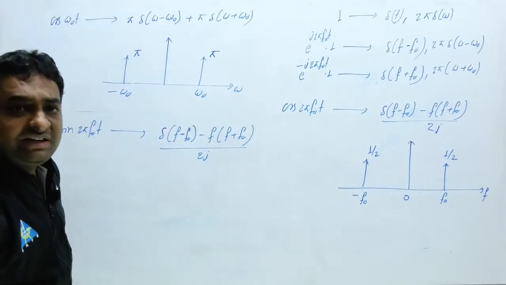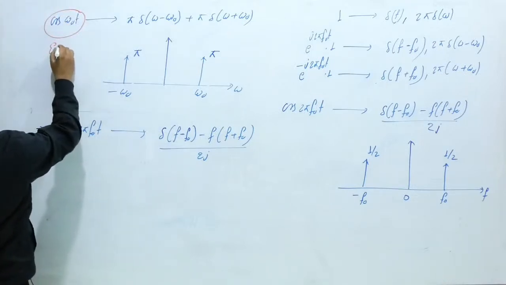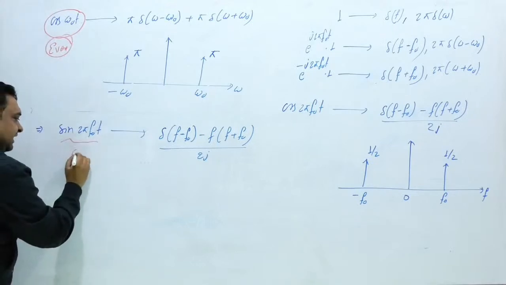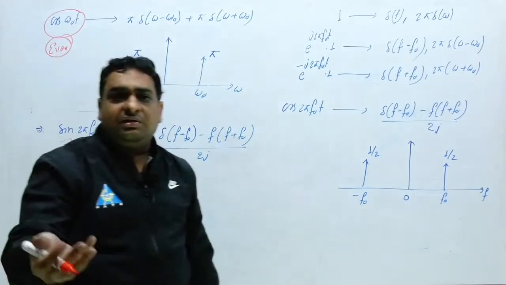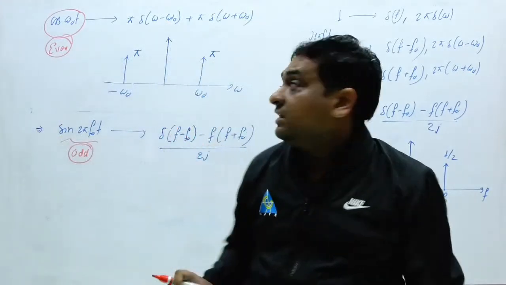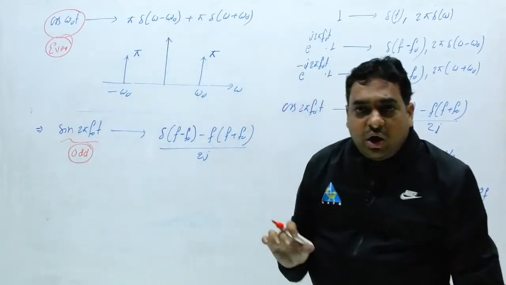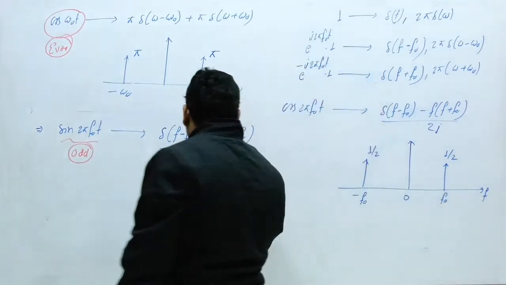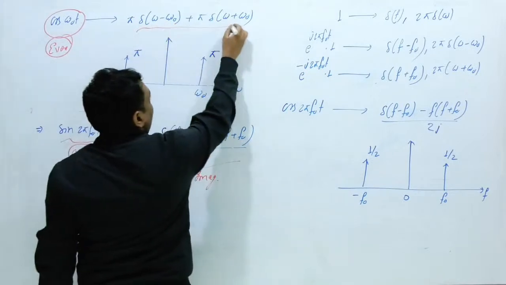Now come to the property. Is this cos omega 0 t an even function or an odd function? This is an even function. This sine 2 pi f0 t is the odd function. What is the Fourier transform of an even function? Only real part. So you are getting only real part, and sine omega 0 t is only an odd function, so its Fourier transform will be only imaginary part. So this answer will be only imaginary part, and this answer is only real part.